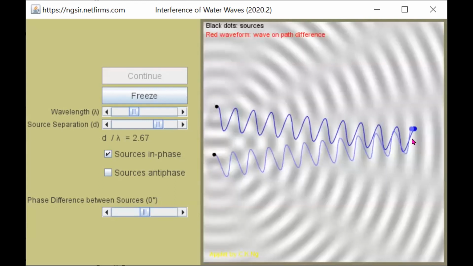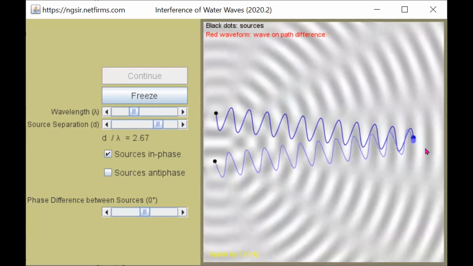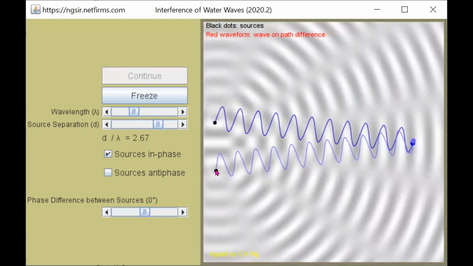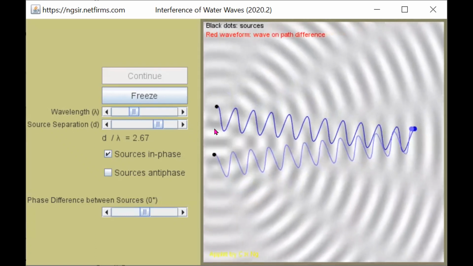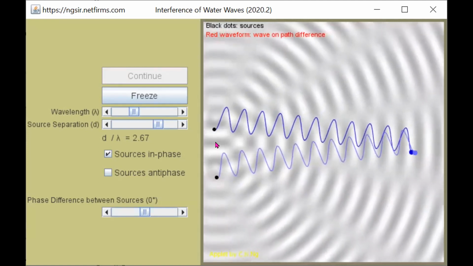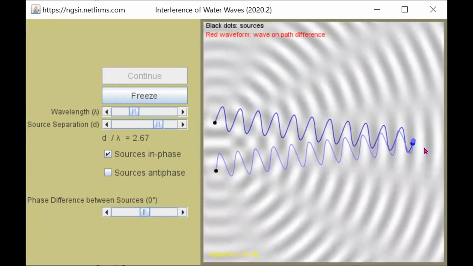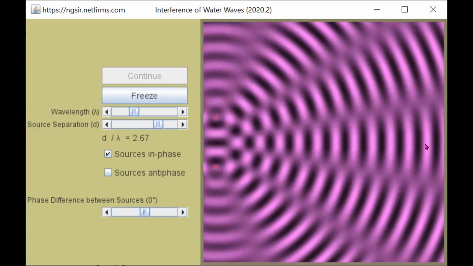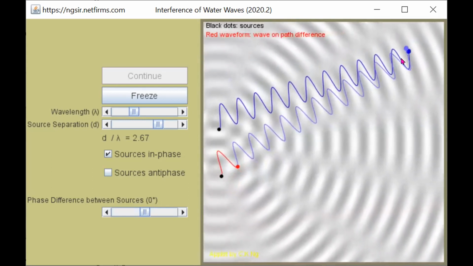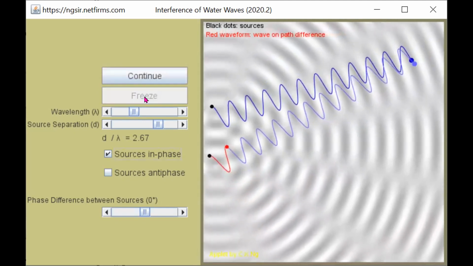If I click here in the middle, you can see right in the middle I have two waves that are in phase. And look at the black dots. They are traveling the same distance from the source to where I'm looking. Now, look what happens if I go to the next bright spot. You can see that wave 2, which down here is the bottom, has a full wavelength that it has to travel.